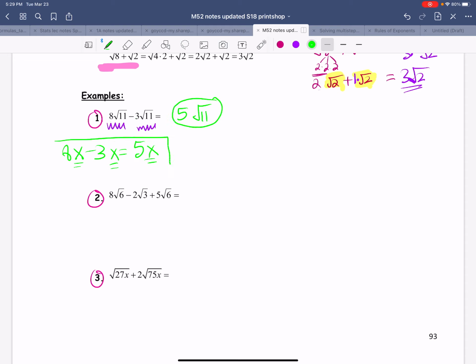The problem that I'm boxing has nothing to do with the one we were doing. I just gave you an example to think of a radical like a variable. When you're adding or subtracting radicals, think about the radical like a variable.